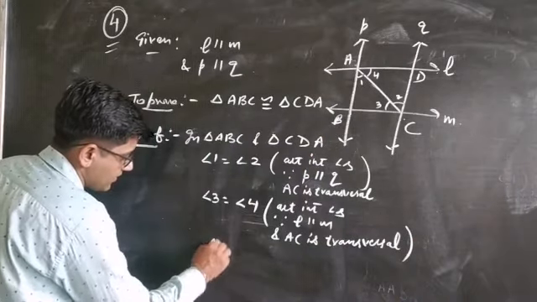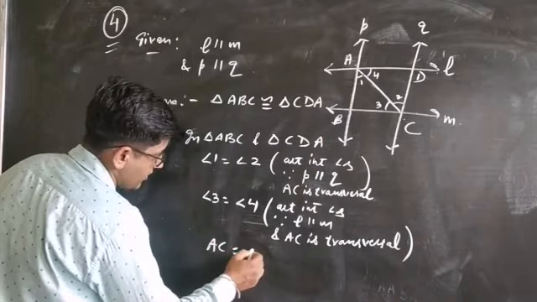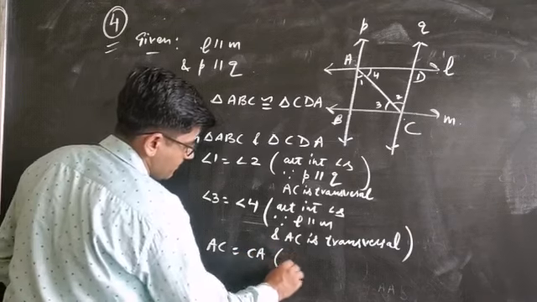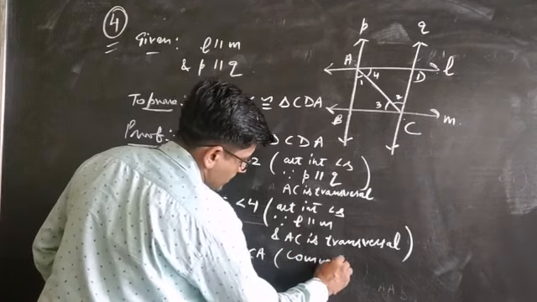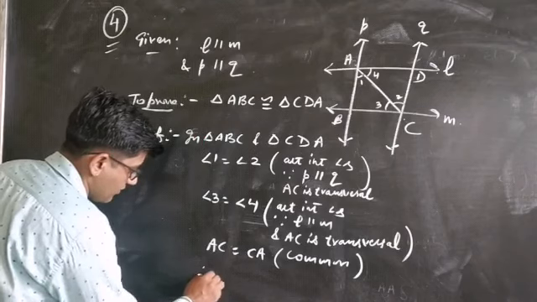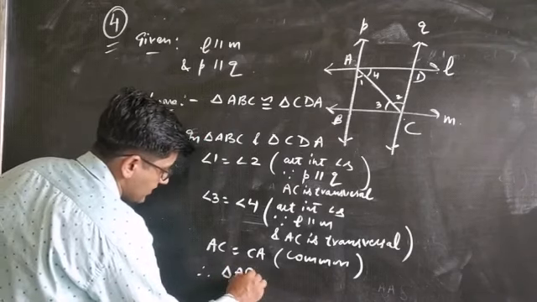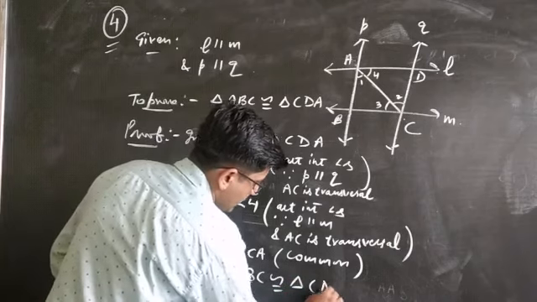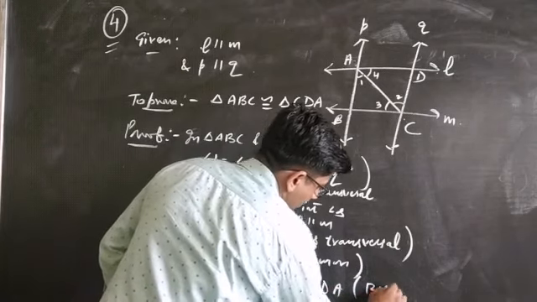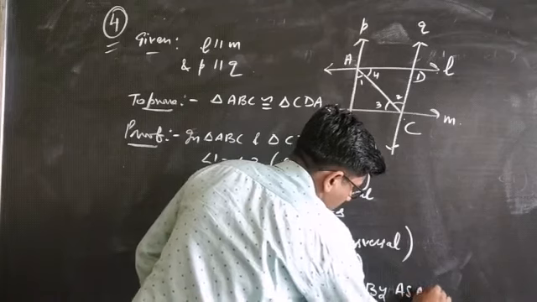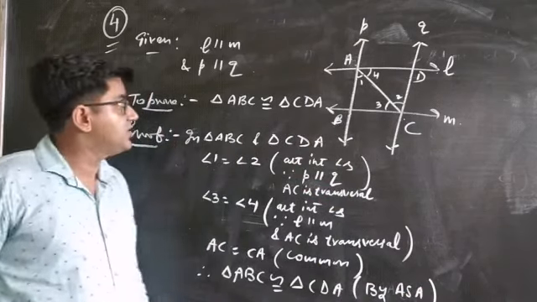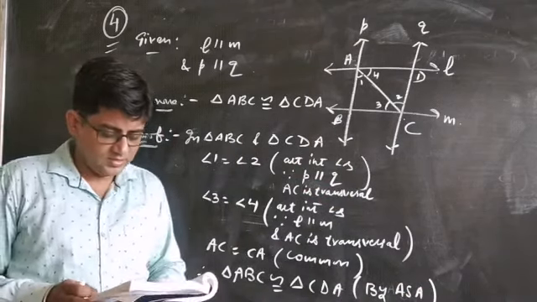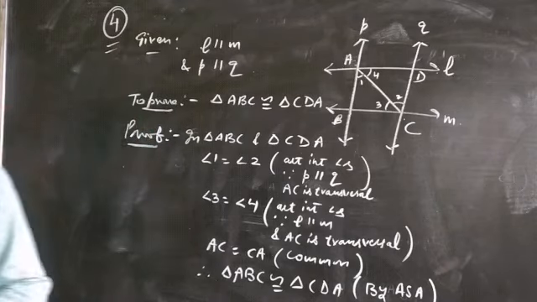Now third one, AC is equal to CA, that is common in both the triangles. Therefore, triangle ABC is congruent to triangle CDA by angle side angle property. So this is the fourth question of the exercise. Now we will move to the next question.